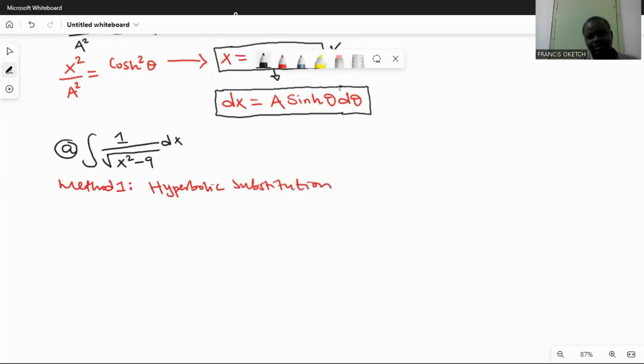So in this method, you let x be equal to, remember, it was a cosh theta. In this case, our a is 3, then cosh theta. So I must know what is my dx.